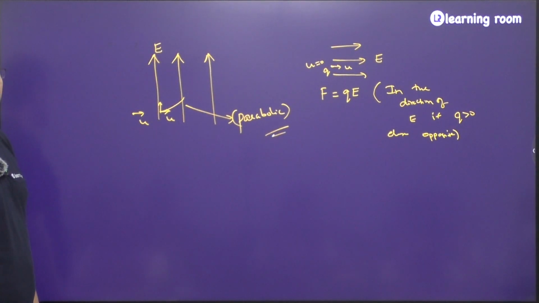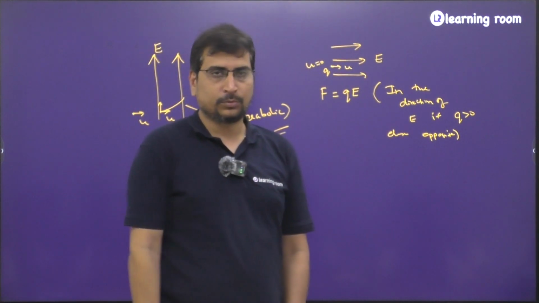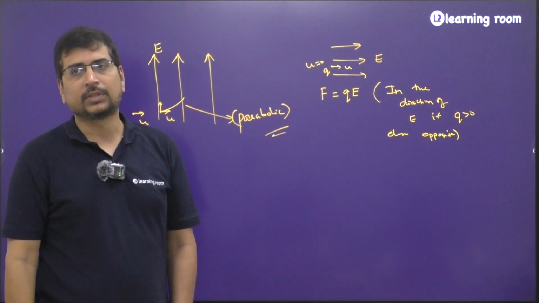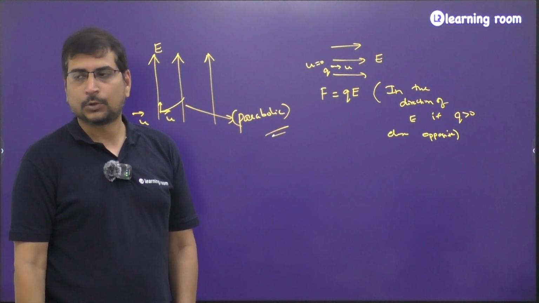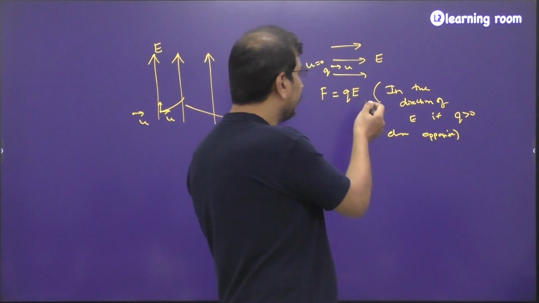So make a note of this, because a similar kind of concept comes in the electric field also. There it will not be parabolic, it will be something else, because there is a reason for it. Okay. So what is happening here? I hope you understood the whole story.